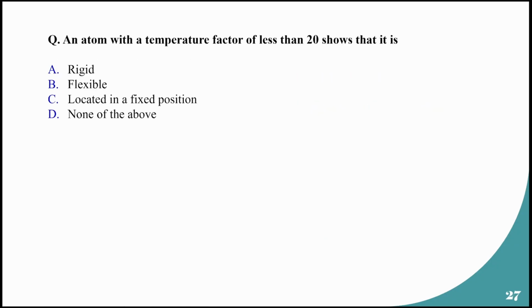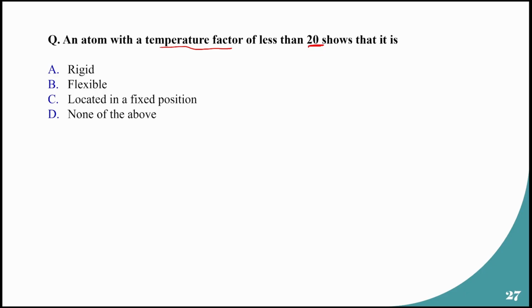Now, in this particular example, this question is again asking about B factors, right? Here we are saying that the temperature factor, which is basically the B factor, is less than 20. If it's less than 20, then what should this particular atom be? Should it be rigid, flexible, located in a fixed position, or none of the above?